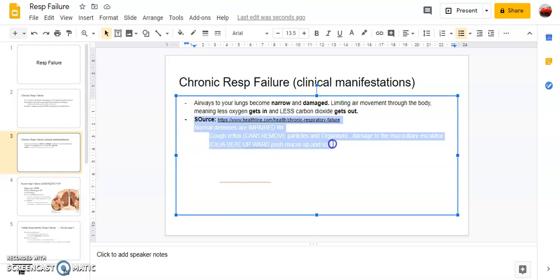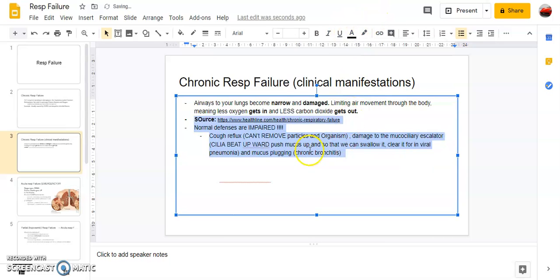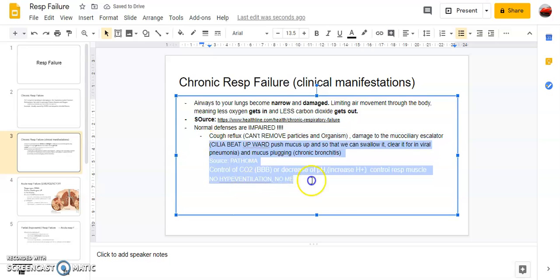What else is also here? Your normal defense mechanisms, whether that's mucus, where you trap bacteria in mucus, or there are problems with the cilia, so you can't beat stuff out. The cilia beat mucus upward so you can swallow it. And another mechanism is our carbon dioxide.